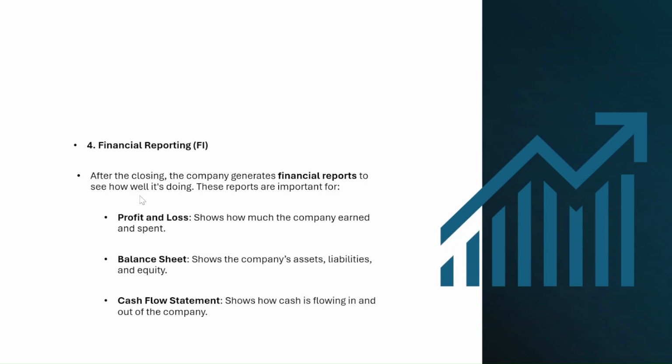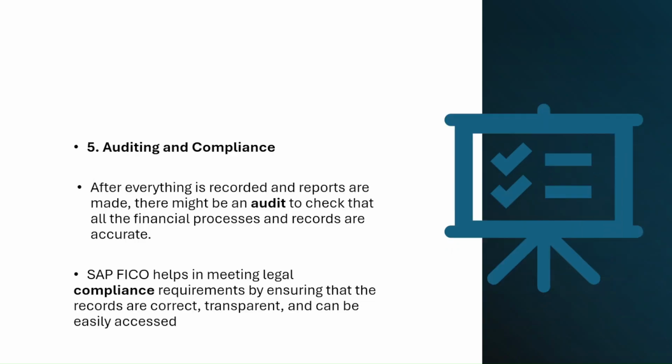Okay, so we see how well we are doing, and these reports are like profit and loss. Here we see how much profit there is, how much loss there is; maybe there is some profit in some products, maybe some loss in others. So we just see how much the company earned and how much they have spent. In profit and loss we generate the financial reports related to that. The balance sheet shows the company's assets, liabilities and equity, everything is there. And the cash flow statement shows how cash is flowing in and out of the company, right?